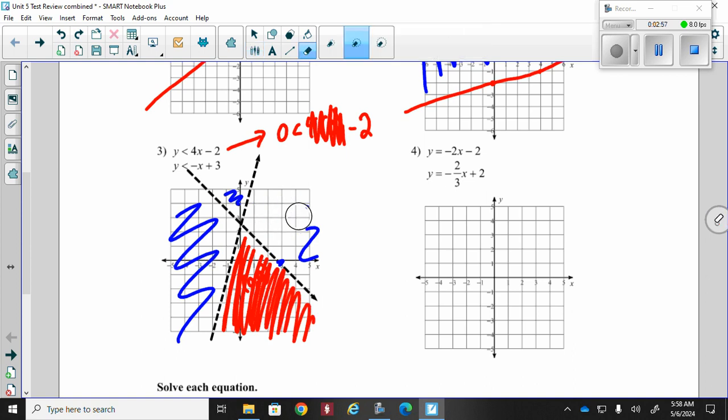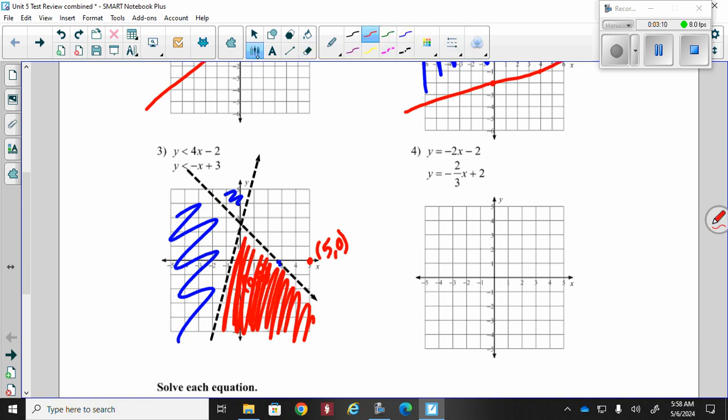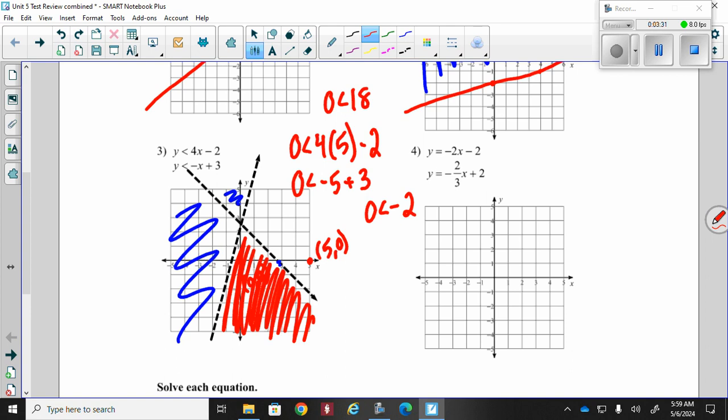The next section, I like to choose points that are right on the axis. So let's try 5, 0. So y is 0. So is 0 greater than 4 times 5 minus 2? Well, that would be 0 is less than 18. Well, that's a true statement. Let's try the next one. 0 is less than negative 5 plus 3. Well, that would be 0 is less than negative 2. Well, that's not true. So that's another section where it's not true.